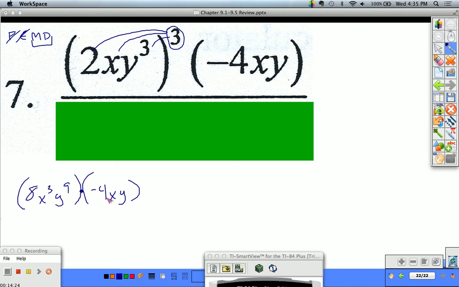We have x's on top and bottom. We said if it's in simplest form, that can't be true. So let's move the x's on the bottom to the top and subtract the exponents. So x to the 4 minus 7. Same thing with the y's. If we have y's on top and bottom, we need to move the y's to the top and subtract the exponents. So y to the 10 minus 2.